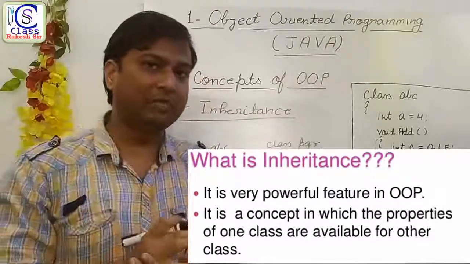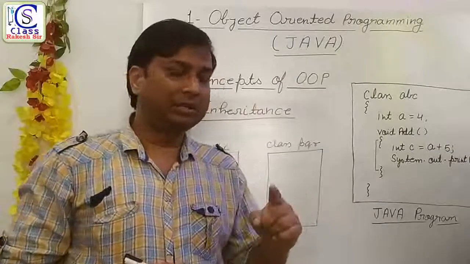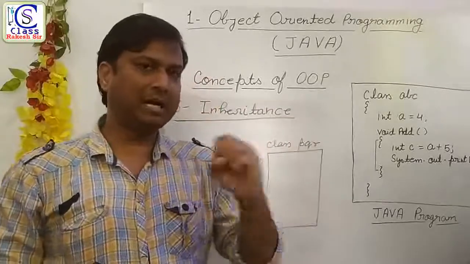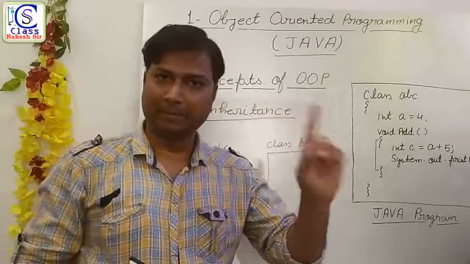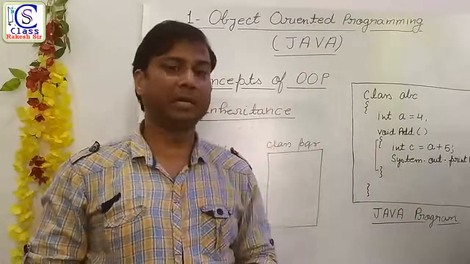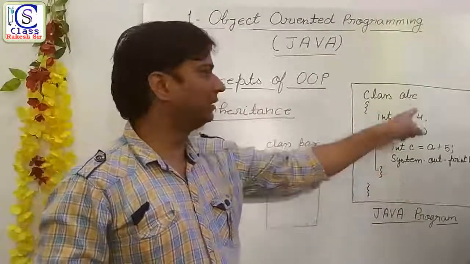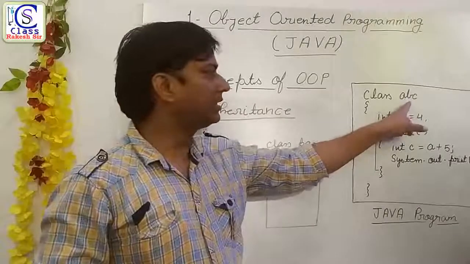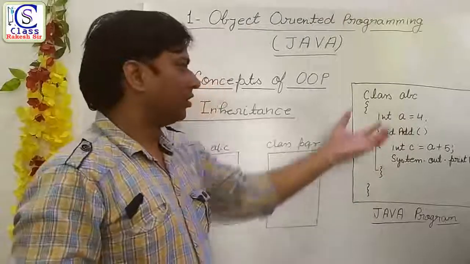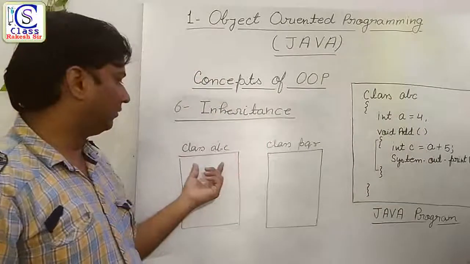Class property means what? According to the definition, a class is a group of similar types of objects. A class contains data members and member functions. So these data members and member functions are the properties of the class. Just look at this example. I have a class ABC, and ABC's properties are this variable and this method. These are the properties.